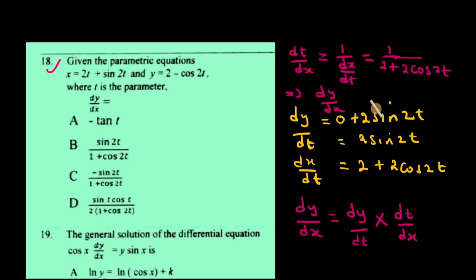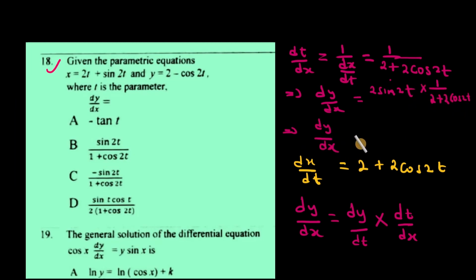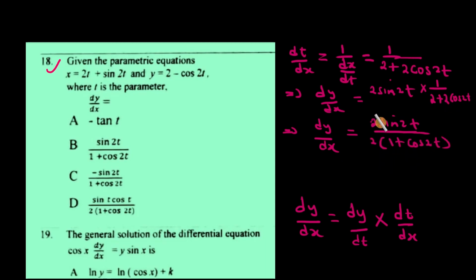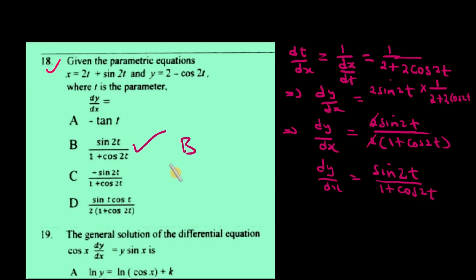That is, dy/dx is equal to dy/dt, which is 2 sin 2t, times 1 over 2 plus 2 cos 2t. That is, dy/dx is equal to 2 sin 2t all over 2 into (1 plus cos 2t). I factorize 2 out, and then the 2 here cancels the 2 here, and dy/dx will be equal to sin 2t all over 1 plus cos 2t. The right answer is this one, which is B.